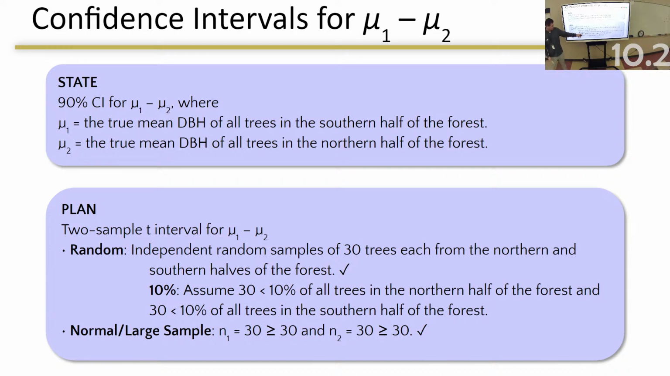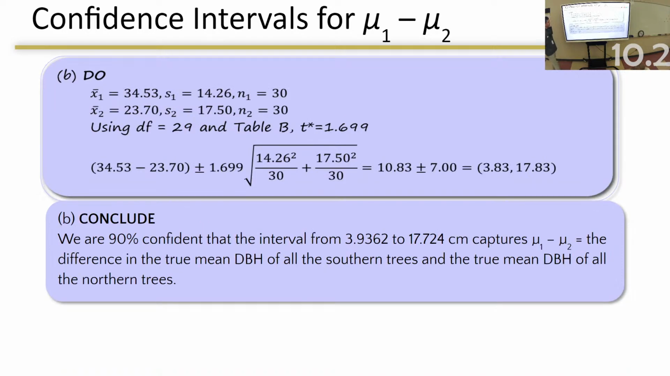Beautiful. 10%. Assume 30 is less than 10% of all north and south. Beautiful. 30 is, oh, here we are. 30 is greater than or equal to 30. So we're good. N2 greater than or equal to 30. They put normal large counts. Okay, they did both. Whatever. Check. You just got to make sure you get it all done in there. And you don't have to do it first, right? You just got to make sure you list it all.